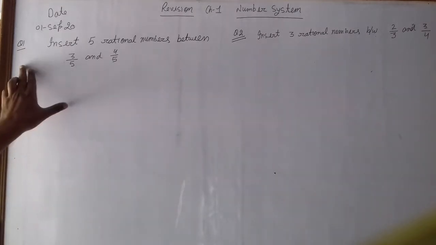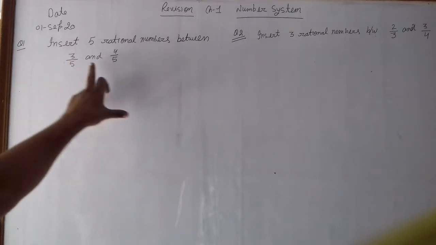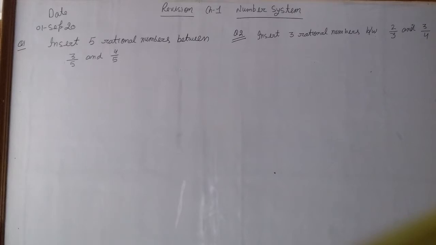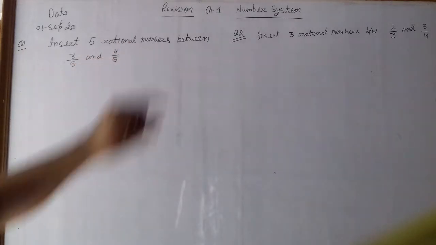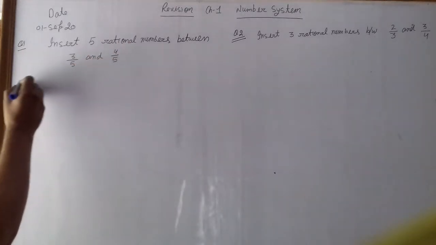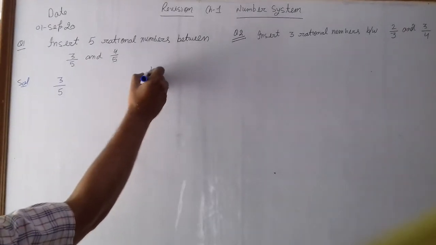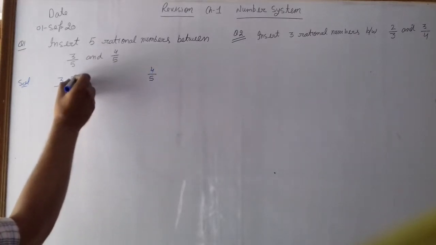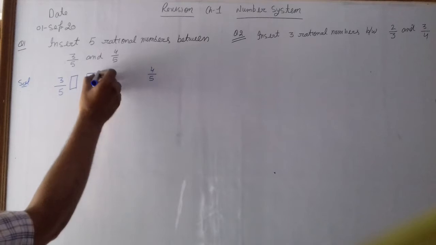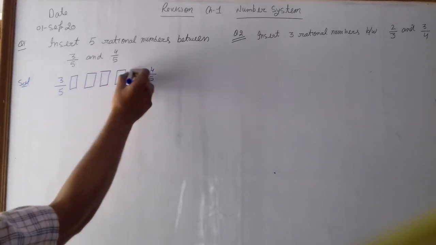So let us start. The first question is of chapter 1. Insert 5 rational numbers between 3 upon 5 and 4 upon 5. We have two rational numbers, 3 upon 5 and 4 upon 5, and we are asked to insert 5 rational numbers between them. These 5 rational numbers we have to insert between them.